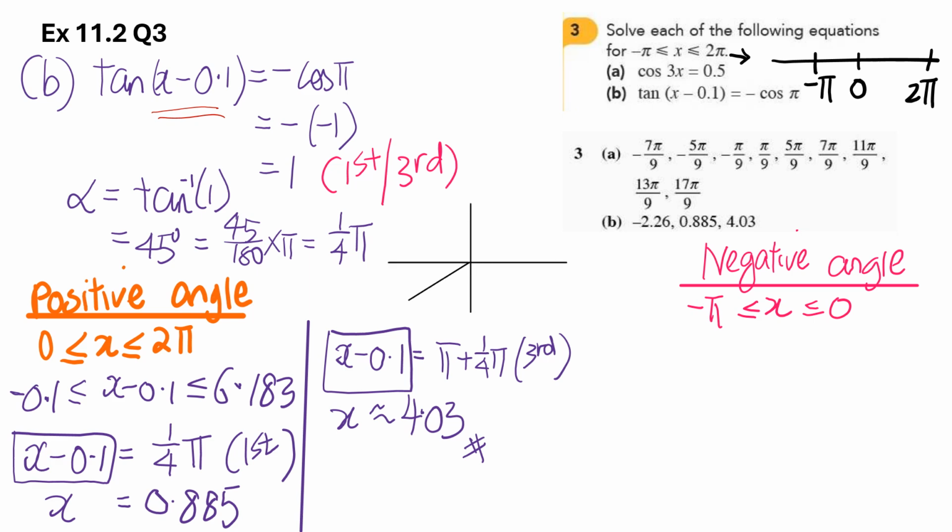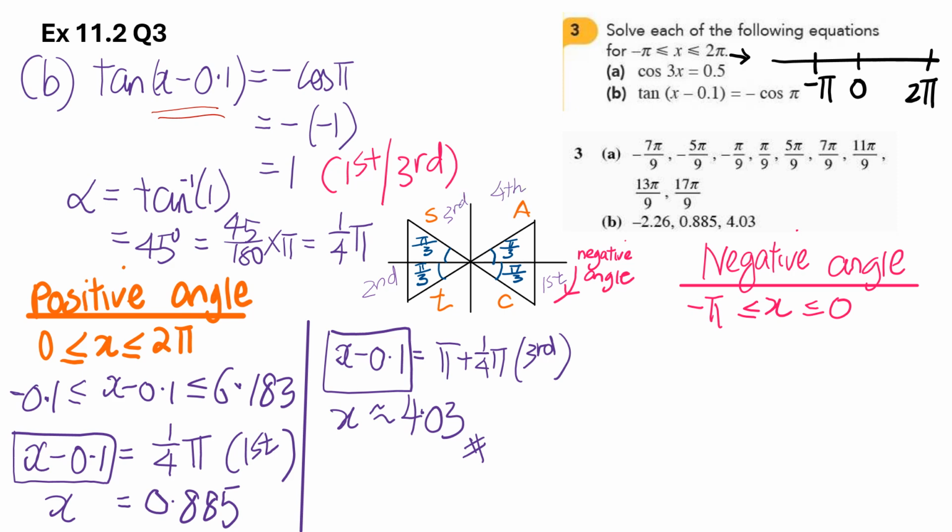If you look at your negative angle, your ASTC remains the same. The ASTC does not change, whether it is for the positive angle or for the negative angle. However, if you're talking about negative angle, then the quadrants will no longer be the same. For negative angle, this will become the first already, this will be the second, this will be the third, and this will be the fourth. Okay, so it's a bit tricky here. The ASTC remains the same.